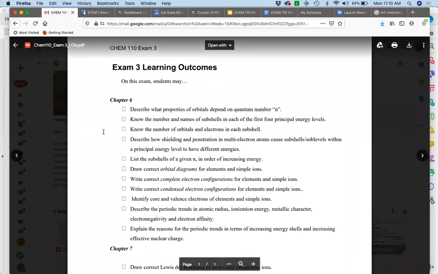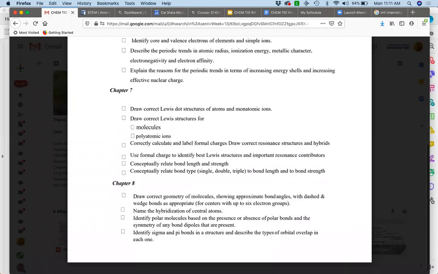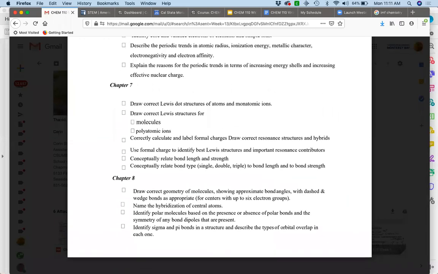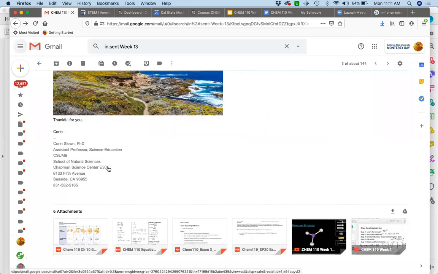You're right, but I think for exam 3, chapter 6 is just as closely entwined, because your ability to do orbital diagrams or electron configurations is all tied into what you're going to be doing in chapter 7: drawing the correct Lewis structures, drawing and labeling the formal charges, as well as drawing correct resonance structures and hybrids. And then for chapter 8, the ability to assign molecular geometry and identify polar molecules, as well as assign bond hybridization. Those are the learning outcomes we're going to be measuring for exam 3.